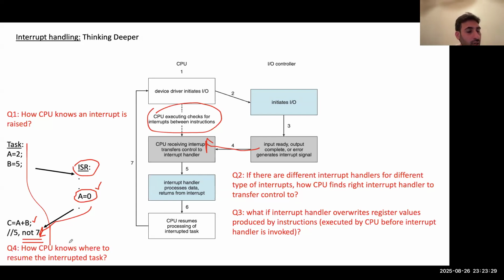Another thing is how the CPU knows where to resume after the interrupt. Here we are making things very simple. Here we are saying that once the ISR is completed, the execution control returns back to the task which was interrupted. But how does the CPU know that C is equal to A plus B is the next instruction to execute once the ISR is completed? Because it was interrupted after B is equal to 5. What mechanism is used to track what next instruction needs to be executed once the ISR is completed?